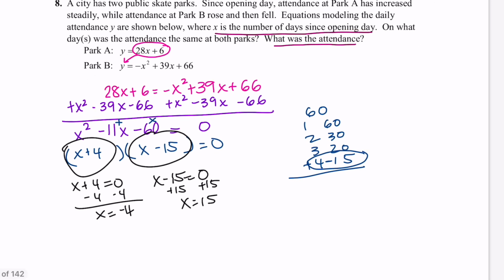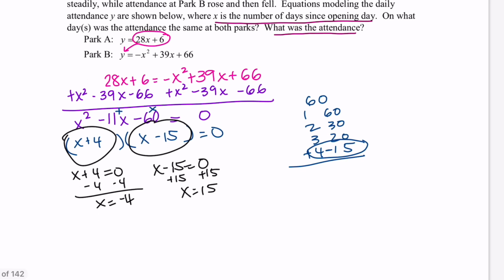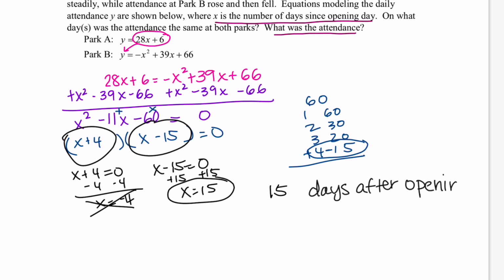So here's the problem. If I have a negative 4 days since the park opened, that doesn't make a lot of sense. So we're going to cross out this negative 4, and it's just going to be 15 days after opening. And this is when attendance was the same.